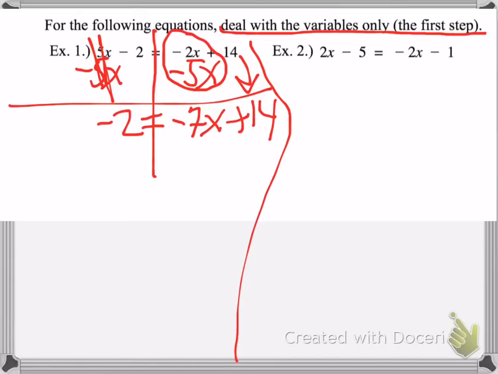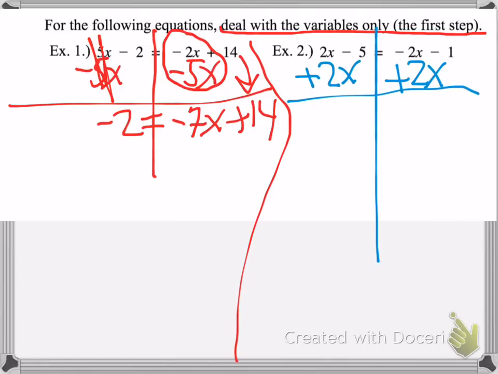In this one, I'm going to do the opposite. So instead of subtracting 2x from both sides, like I could have done, I'm actually going to add. So I'm going to mess with this negative 2x. We've got minus 2x. The opposite of minus 2x is plus 2x. So I'm going to add 2x to both sides. You see how it's balanced still? 2x plus 2x is 4x.